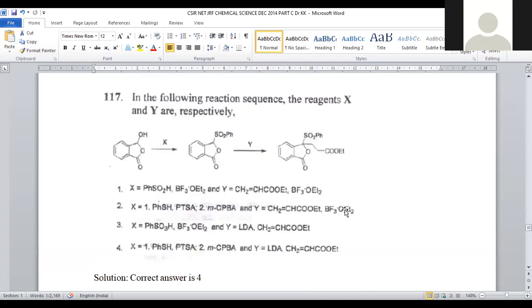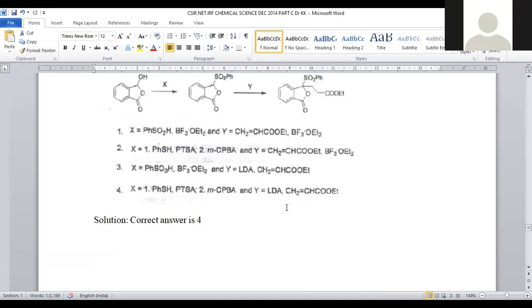Let us see what series of reagents are required for all these transformations. First, we have to add thiophenol. Paratoluene sulfonic acid is working like what we can say a phase transfer catalyst. A phase transfer catalyst is required because here organic and inorganic moieties are both present. In order to facilitate the reaction, to give intimacy between organic and inorganic, we have to add a phase transfer catalyst called paratoluene sulfonic acid.